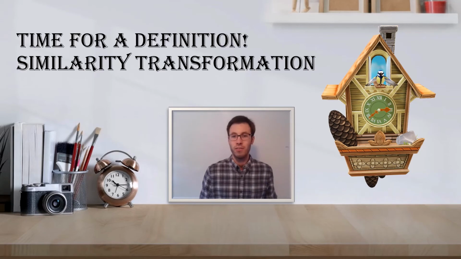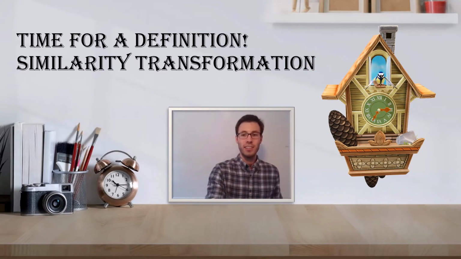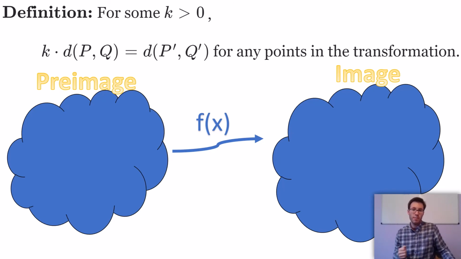All right, so now it's time for a definition. Similarity transformation. The definition states that for some value k greater than 0, so you have some real number that's greater than 0. It is common to use the letter k here. K stands for your scale factor. Notice it is a value greater than 0, so your scale factor cannot be negative.